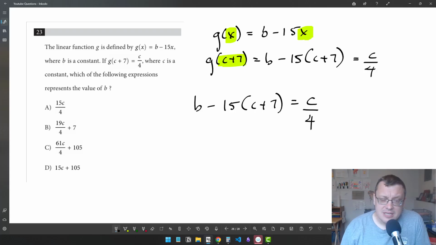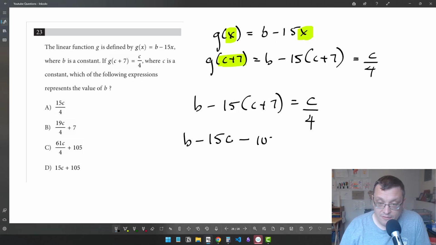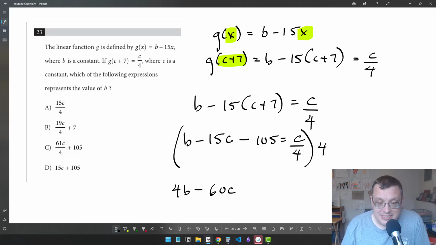So I just have to clean this up. So b minus 15c minus 105 is equal to c over 4. Let's get rid of this awful denominator. I don't want to deal with it. Let's just multiply both sides through by 4. So 4b, don't forget to distribute here: 4b minus 60c minus 420 equals c.